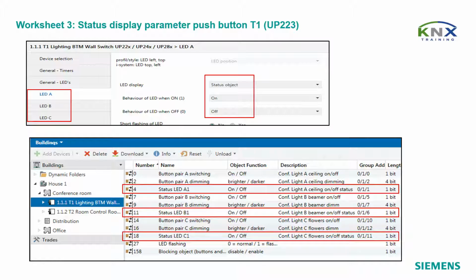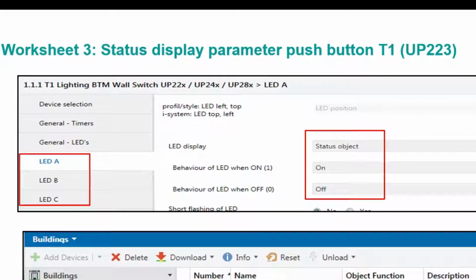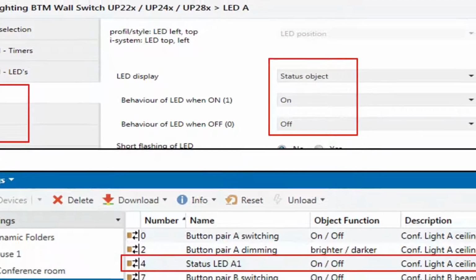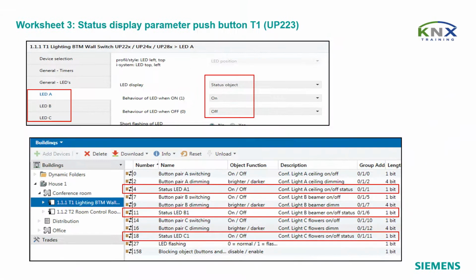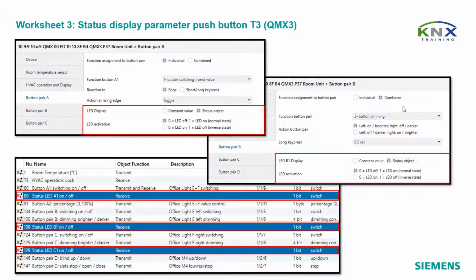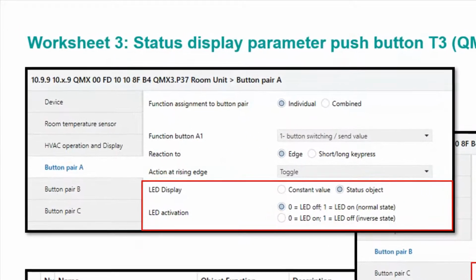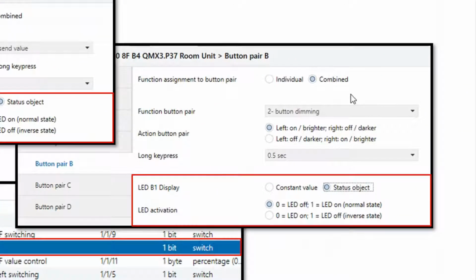Status display parameter push button T1 UP223. All rocker levels have 2 LEDs. They must be activated in order to get the corresponding status objects. In my example, all LEDs of the left side are activated. Status display parameter push button Tango 3 QMX tree. The LED configuration of the QMX tree looks slightly different, but has the very same output.